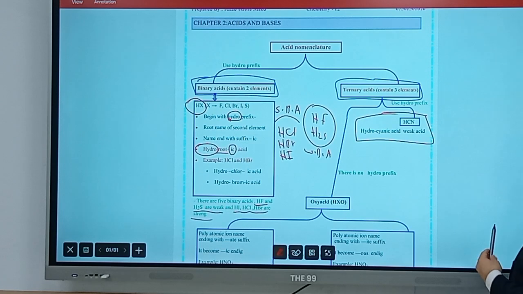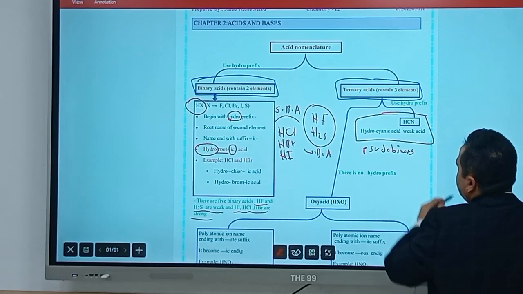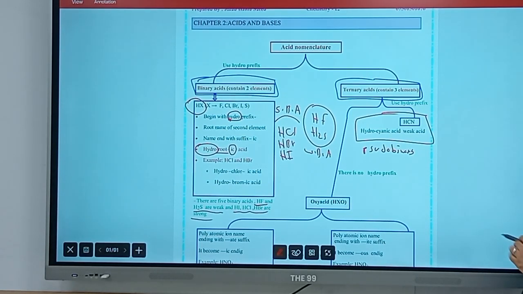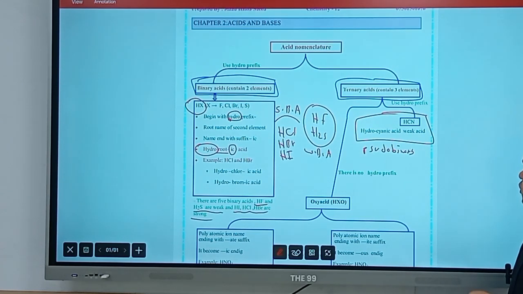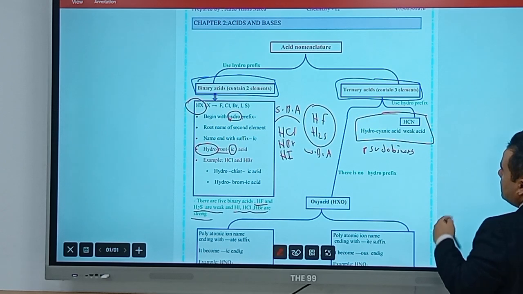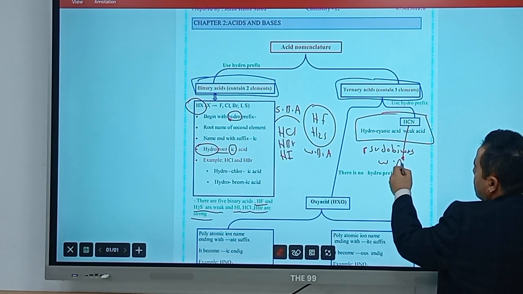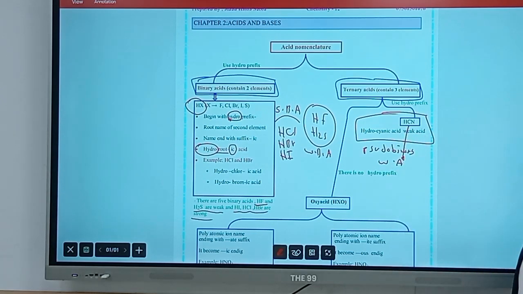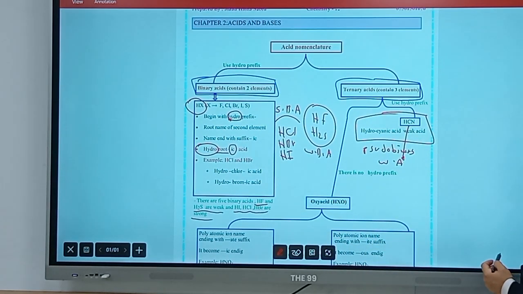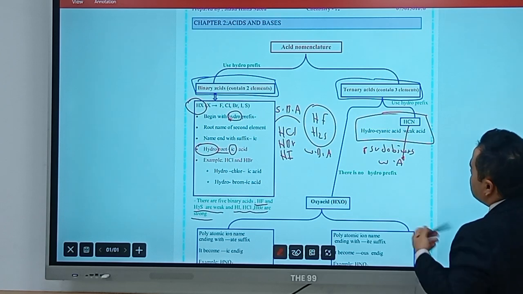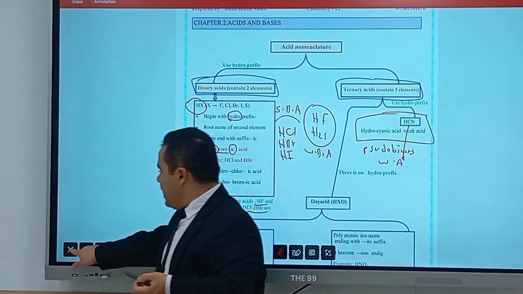HCN is a pseudo-binary acid. It's not binary because it consists of 3 elements. It's not an oxyacid because it does not consist of oxygen. In between, it's pseudo-binary, and this type is the only one which is a weak acid, and we name it according to the nomenclature of the binary acids. This is hydrocyanic acid.